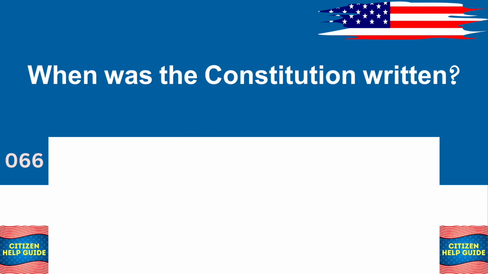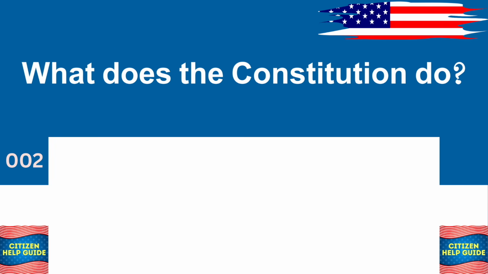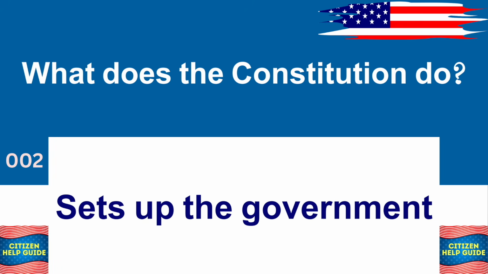When was the Constitution written? 1787. What is one right or freedom from the First Amendment? Speech. What does the Constitution do? Sets up the government.